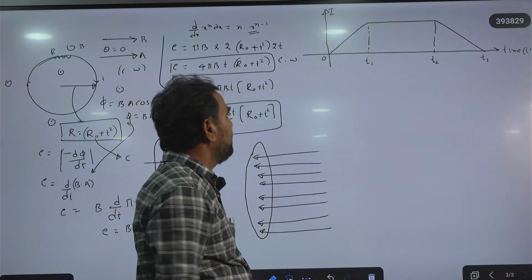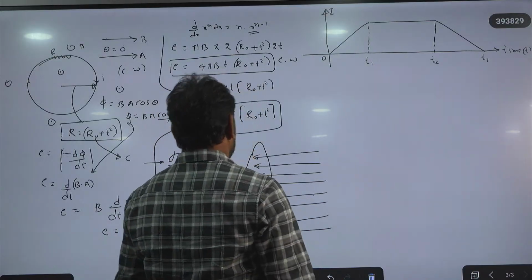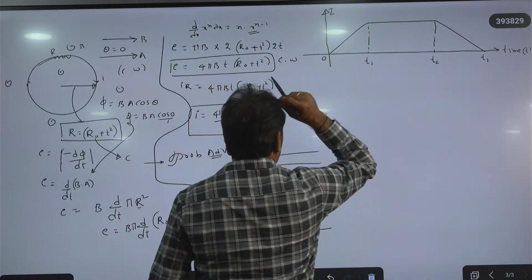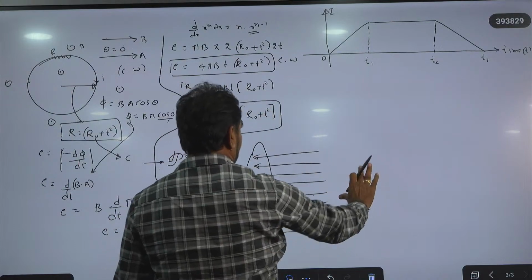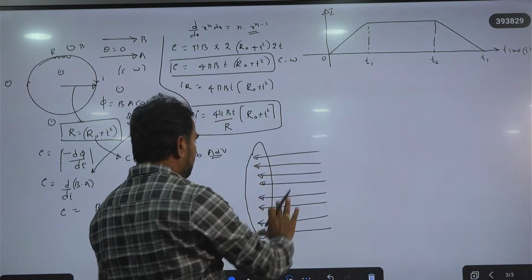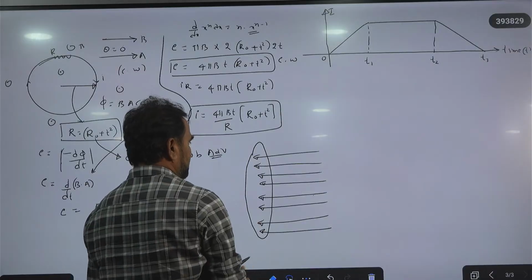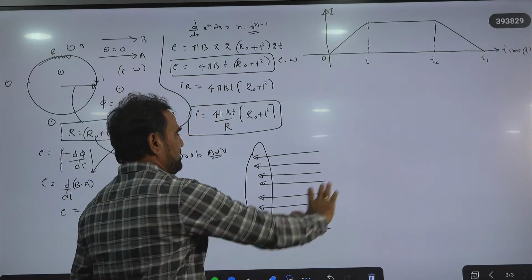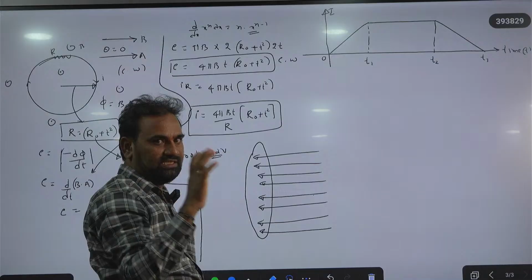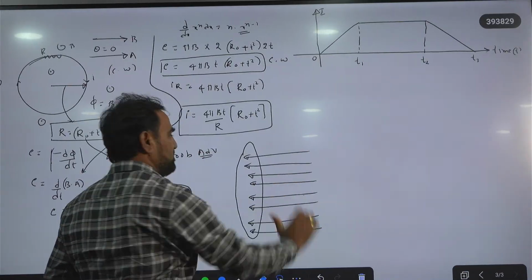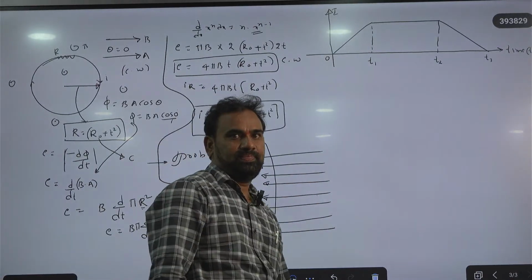ओके. हियर सी, 0 to t1 what happening is there when the flux is increases? See, when the flux is increased, that means when a magnet or external existing magnetic field is bringing towards the loop like this. Okay, is it clear?